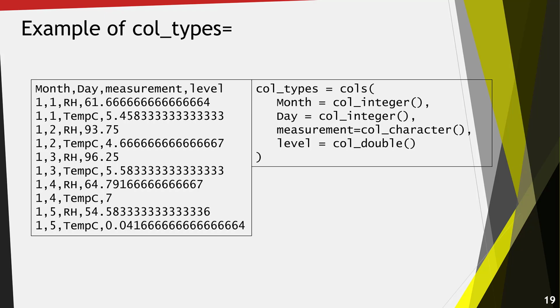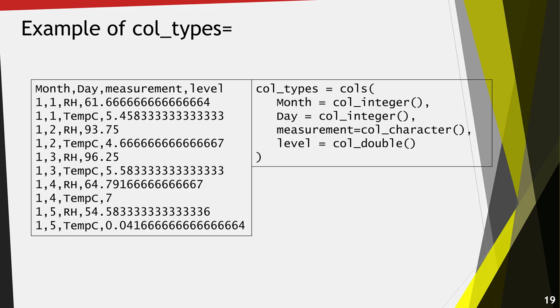You set it equal to the cols function, and then you provide a list of all the columns, and then specifiers to tell R which data type to use for that column. When R reads the file, it will force the data in that column to be of the specified data type. If R is unable to convert it to the specified data type, it's going to give you a missing instead.